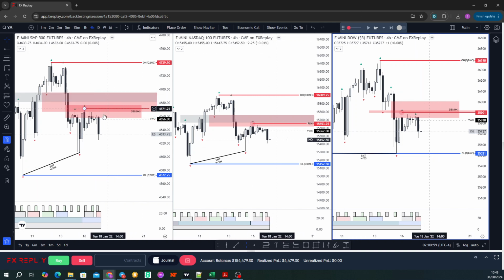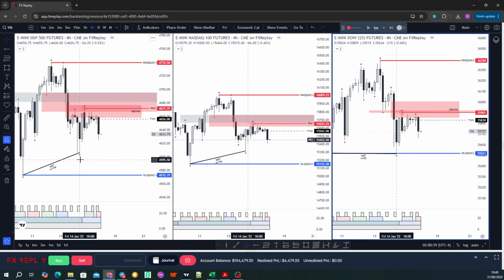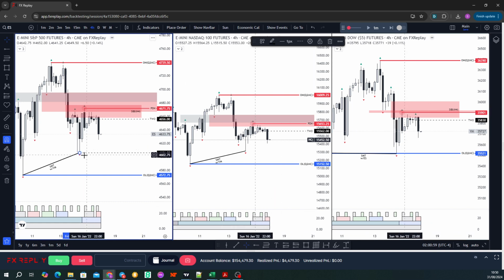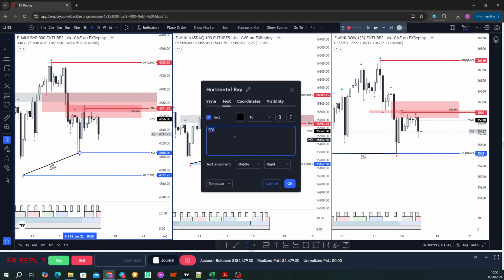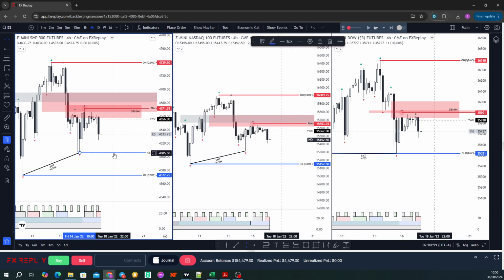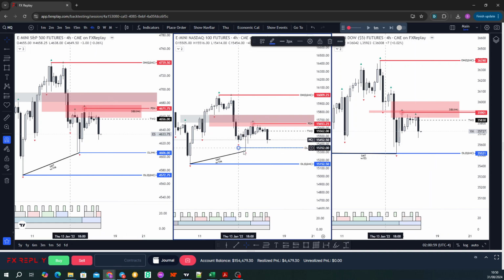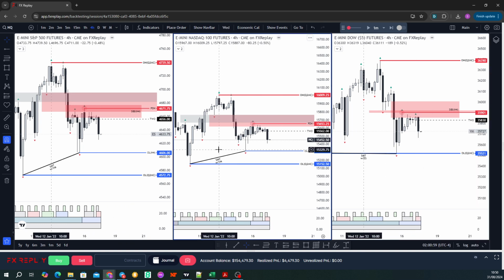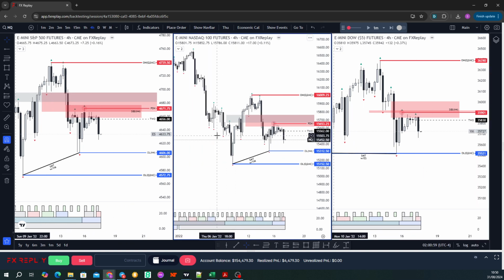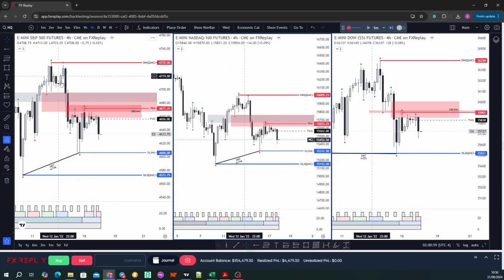So we've got an H4 liquidity pool here, which is the Q5 low. So we can classify this now as an old low, H4. So that's a key inflection point. Okay. So, breakaway gap.